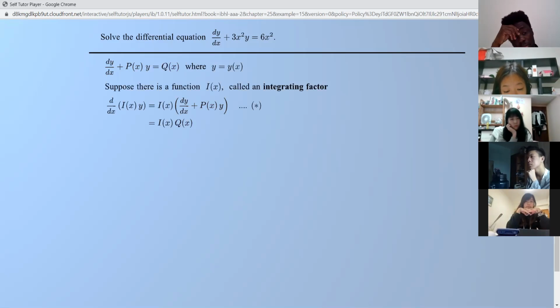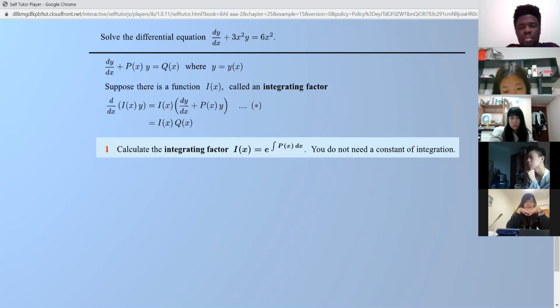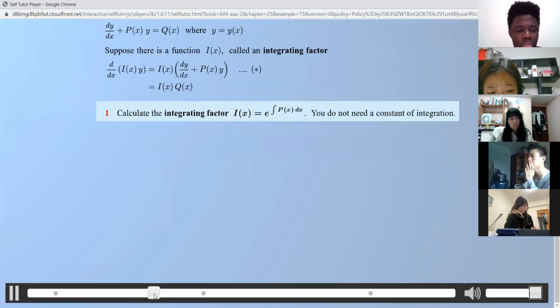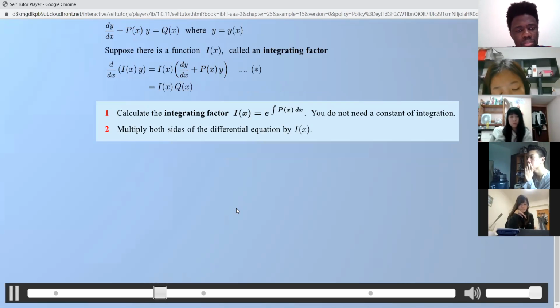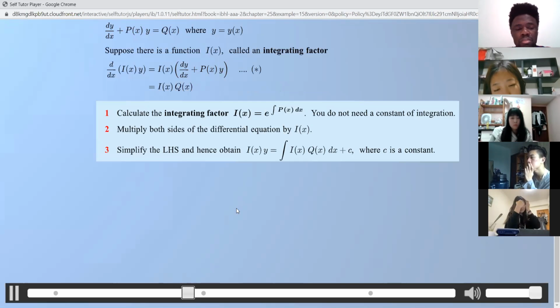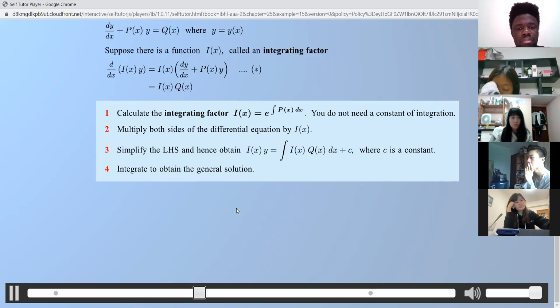It does not need a constant of integration. We then multiply both sides of the differential equation by I of x. On the left-hand side, apply the product rule of differentiation in reverse, and hence obtain an integral for the integrating factor times y. We then integrate to find a general solution.